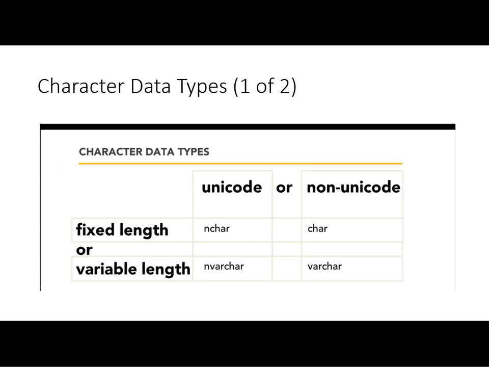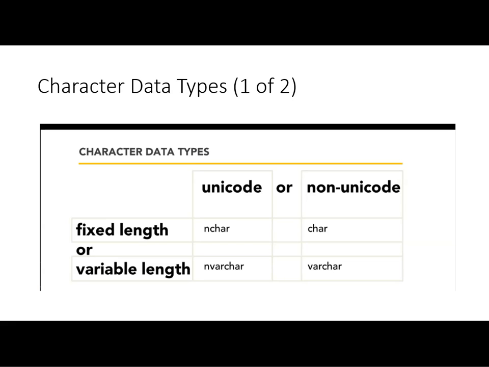So character data types, we have Unicode and non-Unicode. The little n is short for national, which basically means Unicode, which is to support other languages other than North American English. So if you have German or Arabic or something like that, it is supported if you select the nchar or nvarchar. The char is a fixed length and a varchar or nvarchar is variable length.